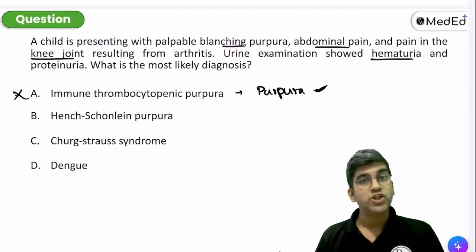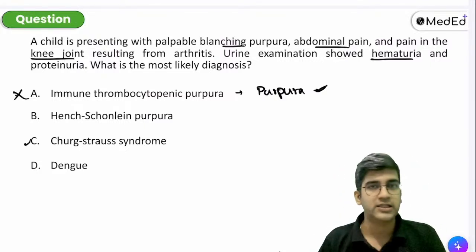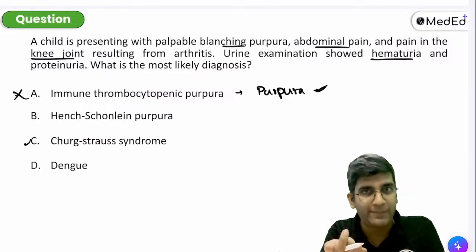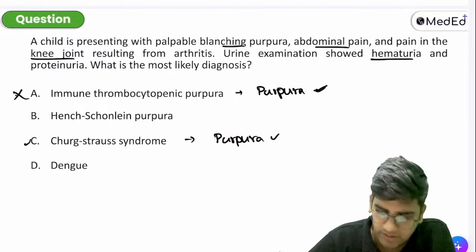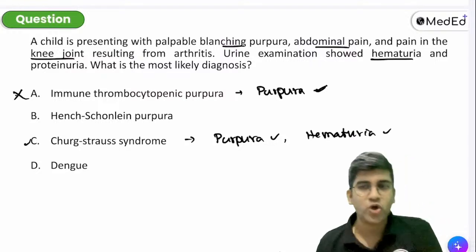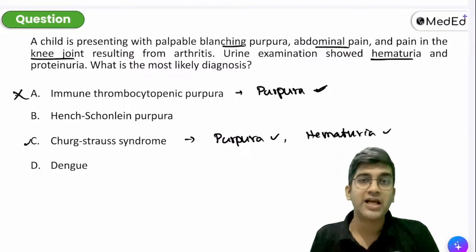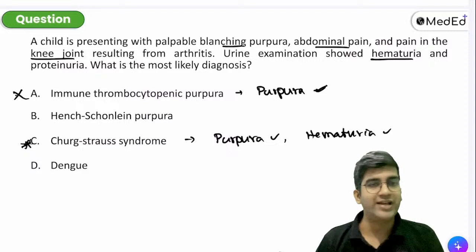We look at the options. Churg-Strauss syndrome, right? Churg-Strauss syndrome is a vasculitis. It's a small vessel vasculitis. Can they have hematuria? They can have hematuria because when it's a small vessel vasculitis, it can involve glomerulus. Glomerulus is also capillary, right? This can have purpura, yes. This can have hematuria, yes. Will it have joint pain, arthritis? No. Other things will not have. Yes, I'll have increased eosinophils. Other things I might not have, but these two I'll have. But since I won't have arthritis in Churg-Strauss syndrome, we are ignoring that.